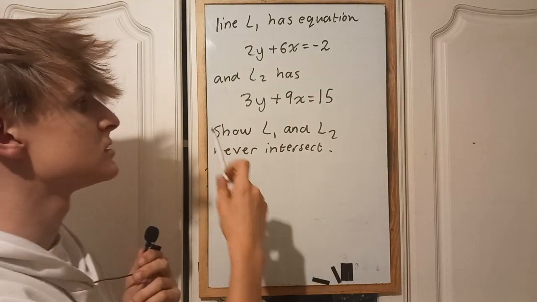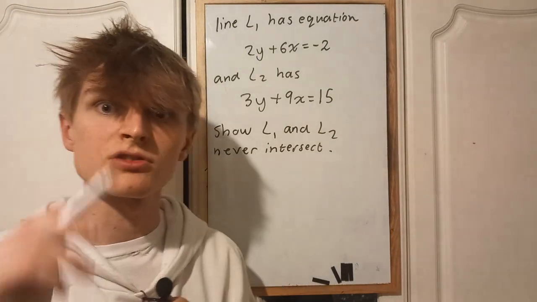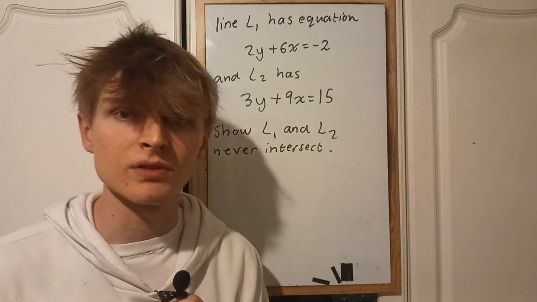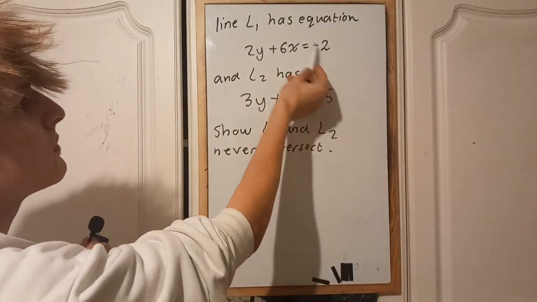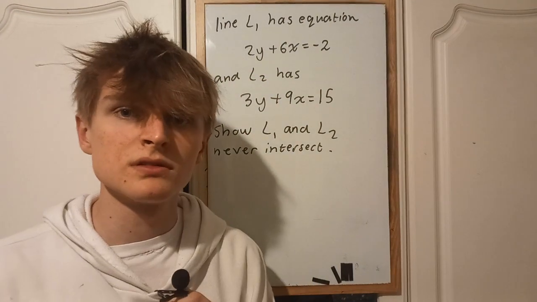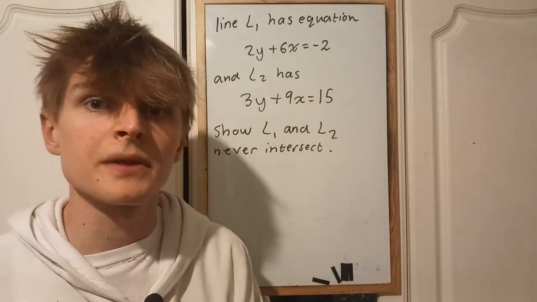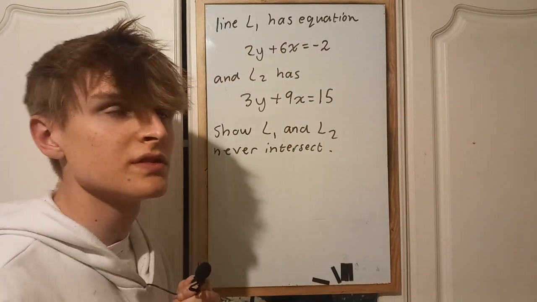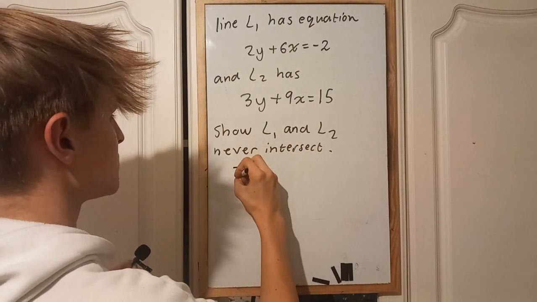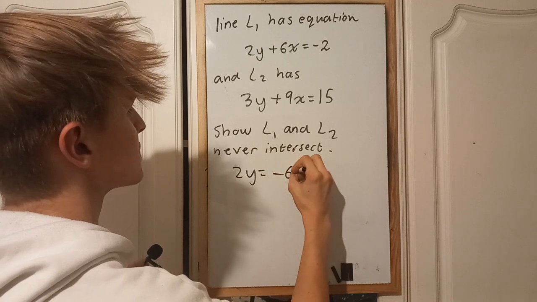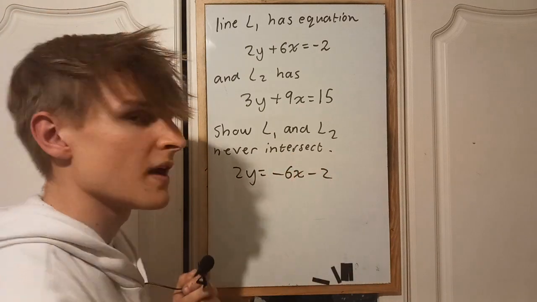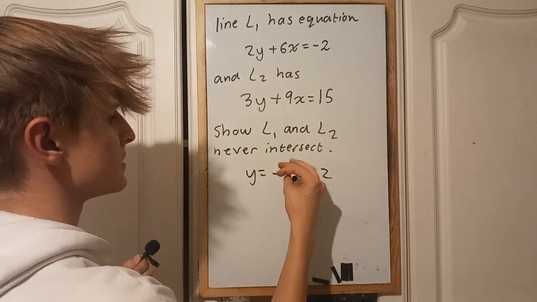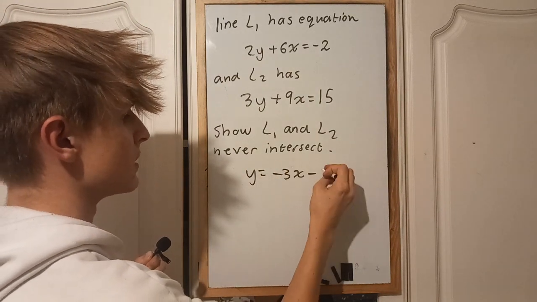So all we need to do to show that L1 and L2 never intersect is to show they're parallel, and to do that we need to show that they have the same gradient. But how do we get the gradient from these two equations? Well, we just need to rearrange for y equals blah blah blah and read the coefficient of x. So let's do this first one. Let's move the 6x over to the other side. So we get 2y equals minus 6x minus 2, and then we divide by 2, and we get that y equals negative 3x minus 1.